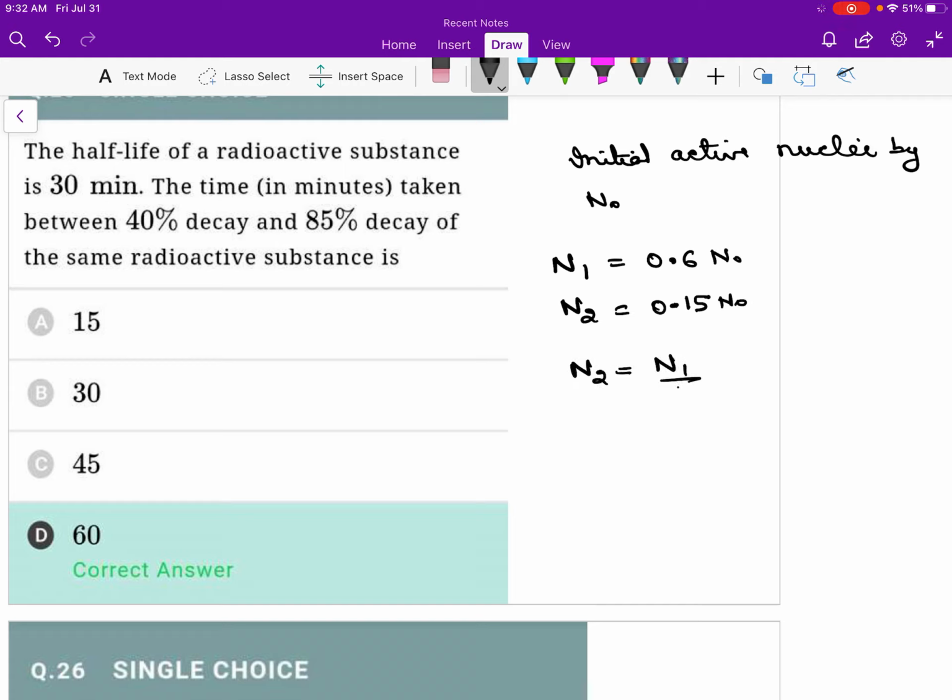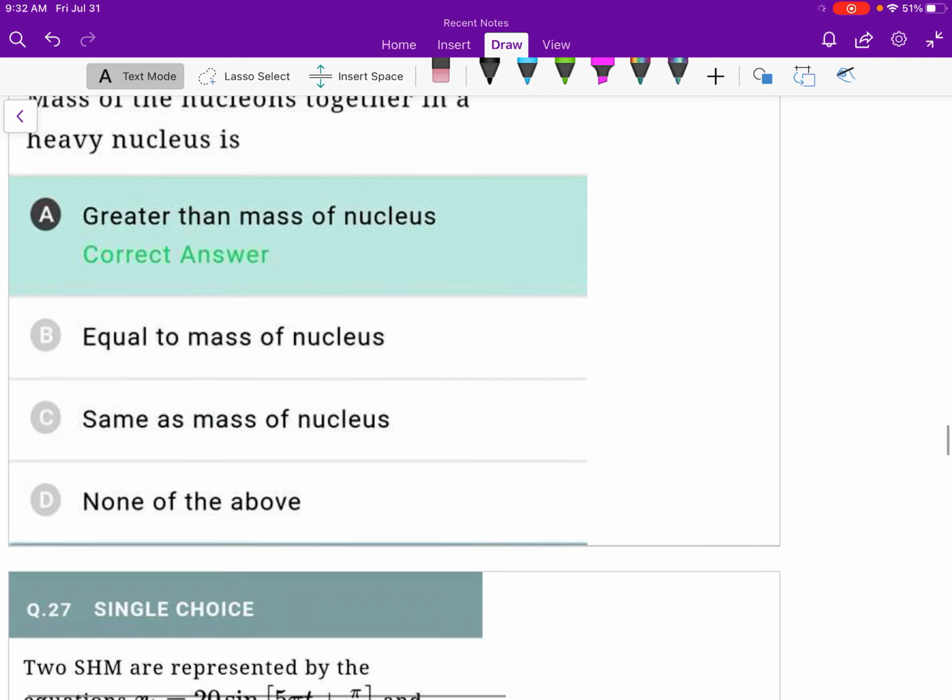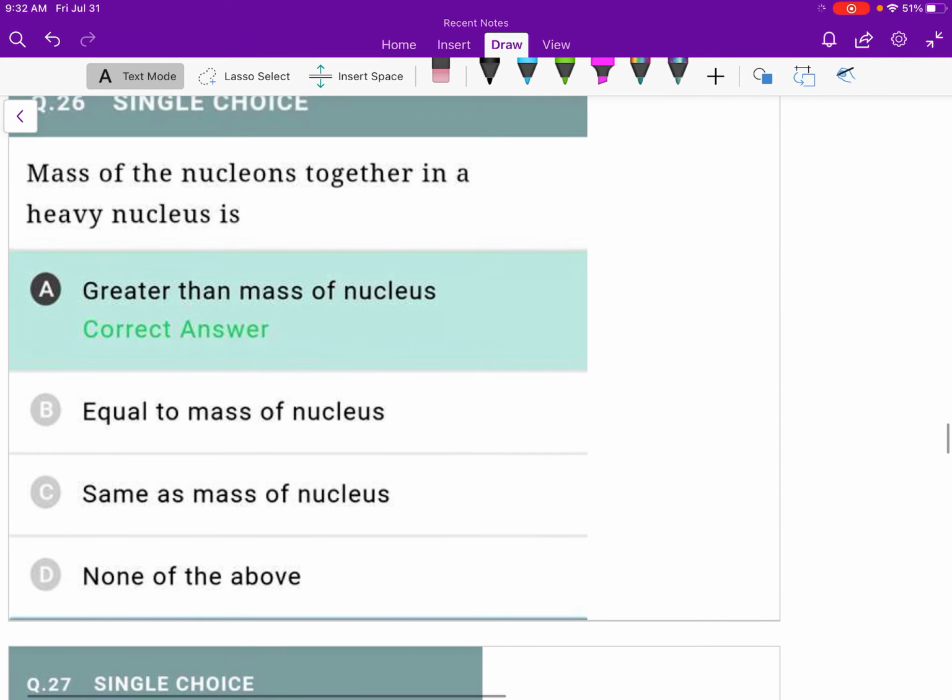So we see n2 is n1 by 4, which is n1 upon 2 raised to power t by t half. So we observe that t is twice of t half, so that is 60 minutes. So it's a good question.